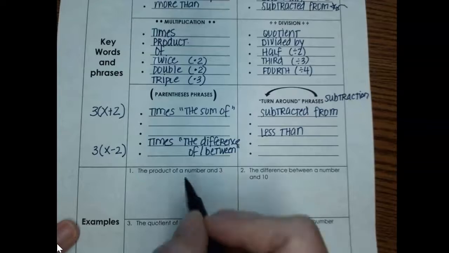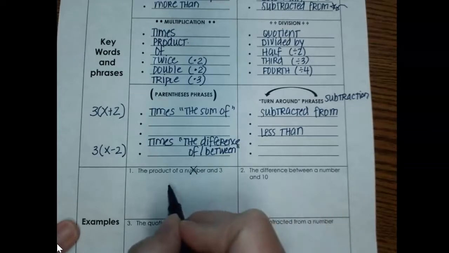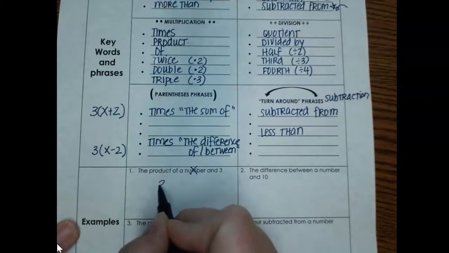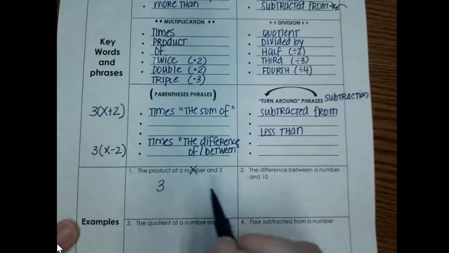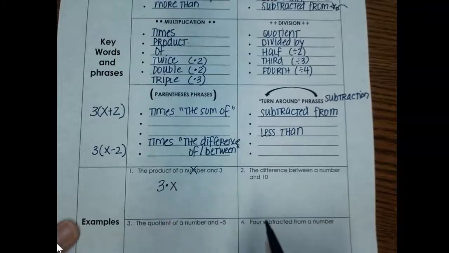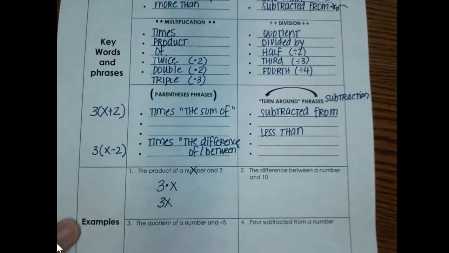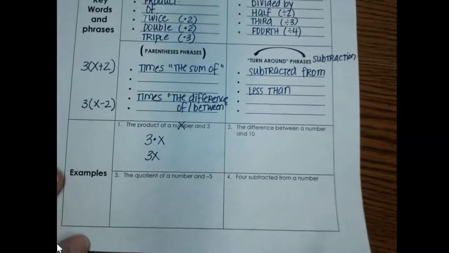I'm going to call the number x and 3. So the product means multiply, so standard form, the number is going to come first. 3 times x, and usually we're not going to write it like that. How you're usually going to see it is just 3x. That's the product of 3 and a number. All right, let's try our second one.